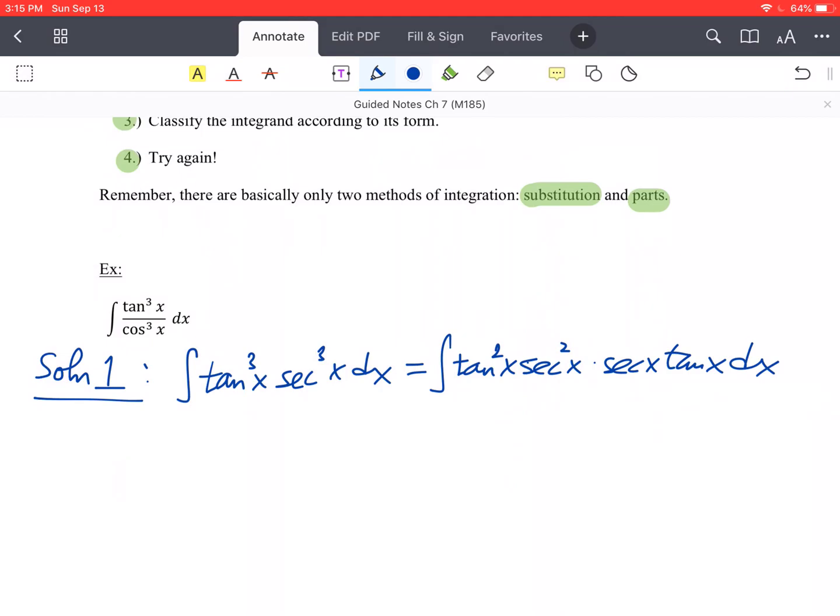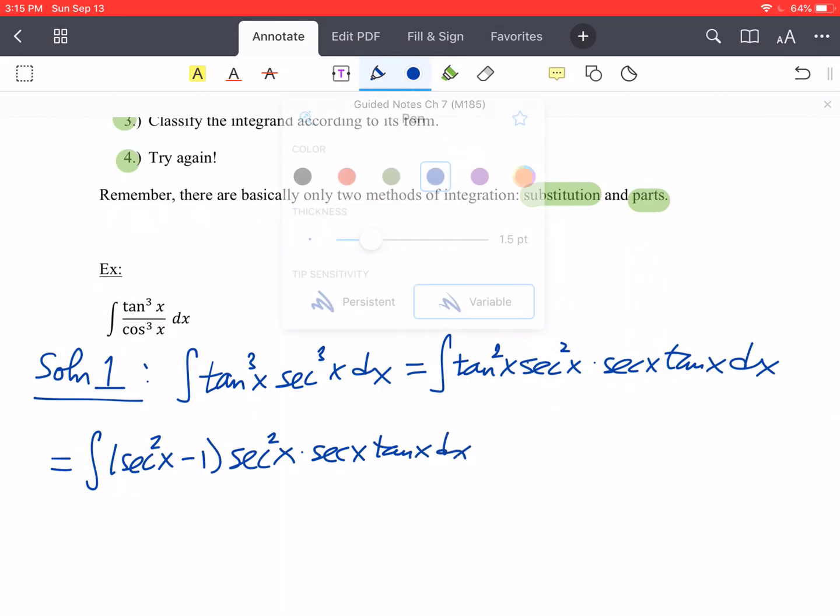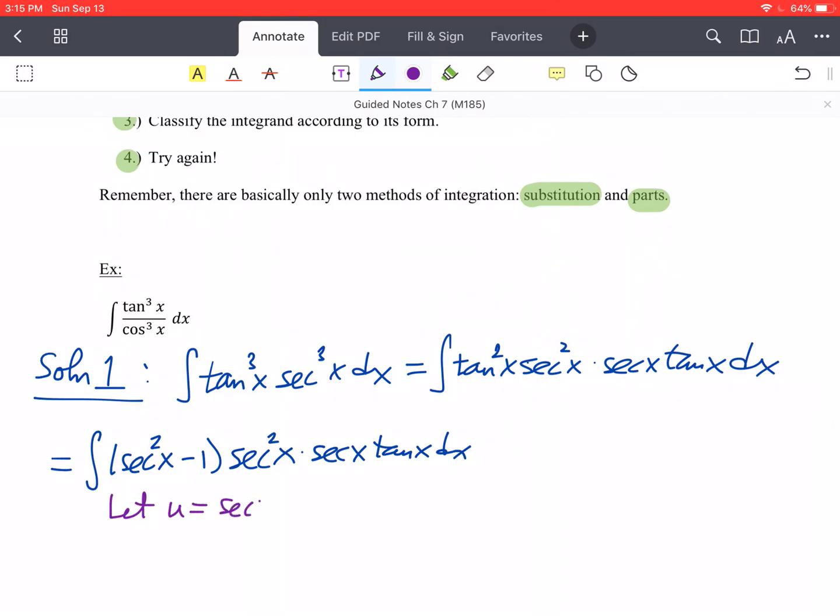These are the kinds of things that you'll start picking up when you look through more of these problems and find the patterns with all of these. So we've got the integral of secant squared x minus 1, times the secant squared we already had, times secant x tangent x dx. Now we can let u equal secant x, so then du is secant x tangent x dx.